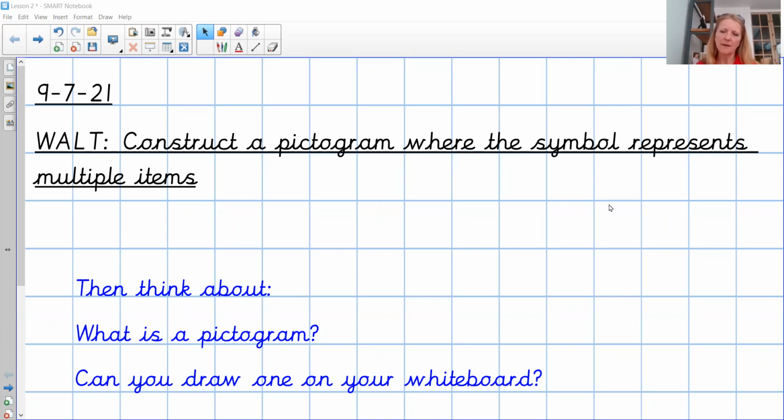There's quite a lot in the slides today, so really just do what you can. It's obviously going to be a lot trickier at home because when you're constructing pictograms, you need to be able to use rulers and squared paper. If you haven't got that at home, don't worry, just have a go at some of the activities today. Don't worry if you don't get to do absolutely everything. Pause the recording if you want to do the date and Walt, and we'll move on.